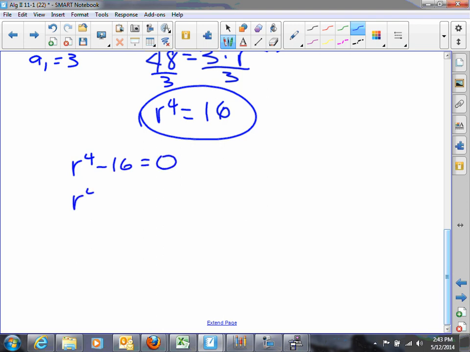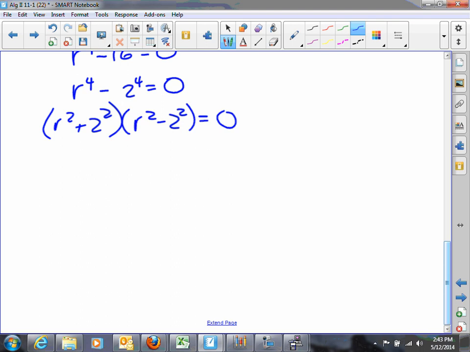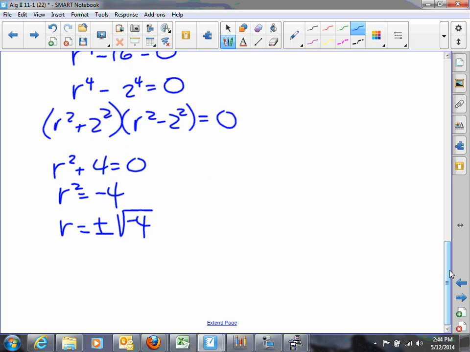Now, I'm sure you recognize 16 as 2 to the 4th. And r to the 4th minus 2 to the 4th factors as the difference of squares. It becomes r squared plus 2 squared times r squared minus 2 squared. And then, of course, we can solve by setting each of these factors equal to 0. If r squared plus 2 squared, I'm going to write 4, equals 0, r squared equals negative 4, r is equal to plus or minus the square root of negative 4. Remember, when you take the square root of both sides, you've got to introduce a plus or minus sign. So we get r is equal to plus or minus 2i.